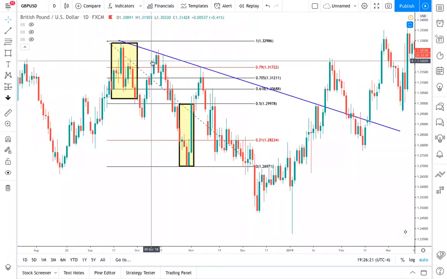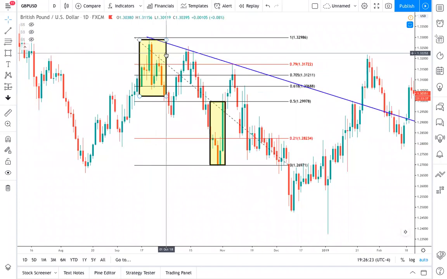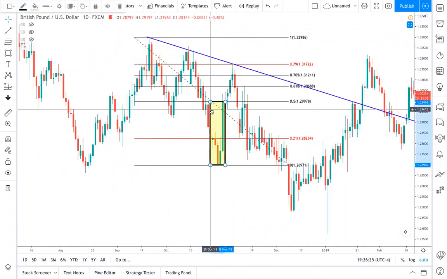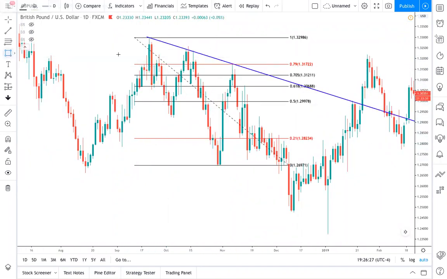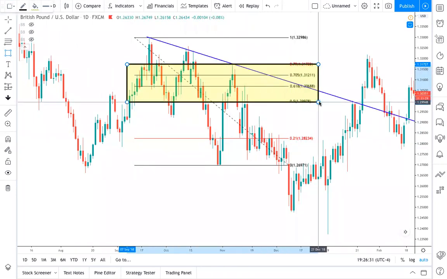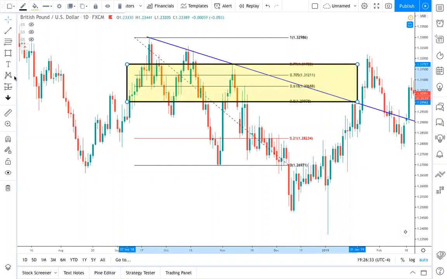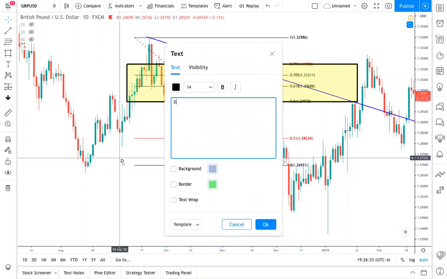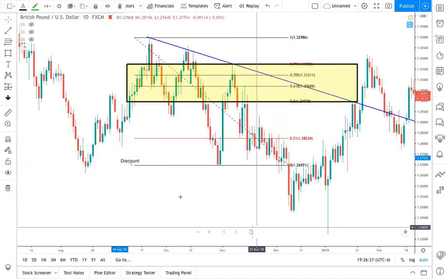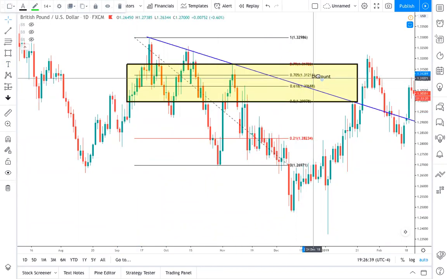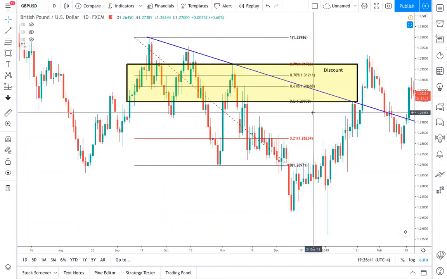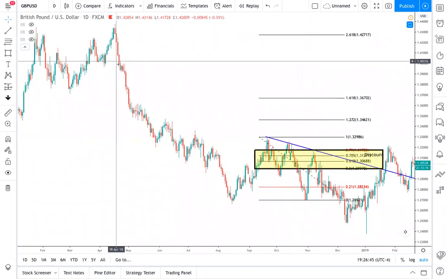So what you're looking for, guys, is an optimal trade entry. Where's your optimal trade entry? Your optimal trade entry is going to be anywhere in this zone above the 50. Why? Because now price is at a discount. Price is at a discount when in this zone. All right, you already identified this is a downtrend.